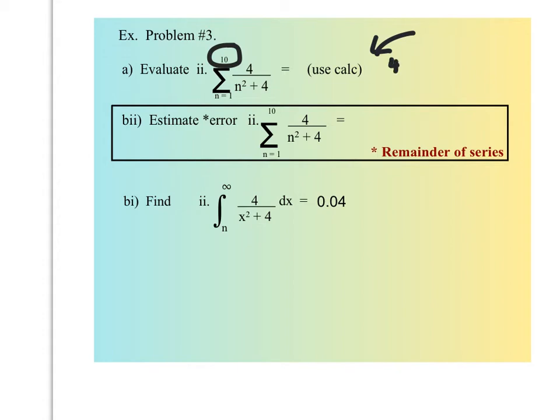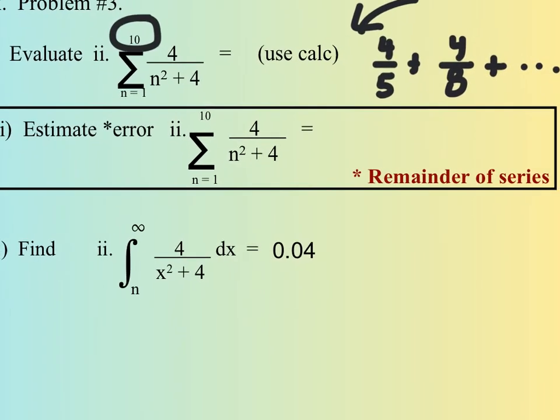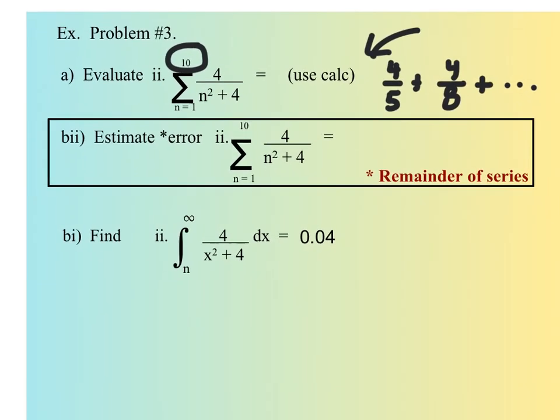Basically the first term would be 4/5, the second term would be 4/8, the third term, and so on, right? So if we want to estimate the error, we could say that the error, or the remainder of this series, would be between the integral from 11 to infinity of all that stuff. The error of the sum of the first 10 terms would be between that and between this.